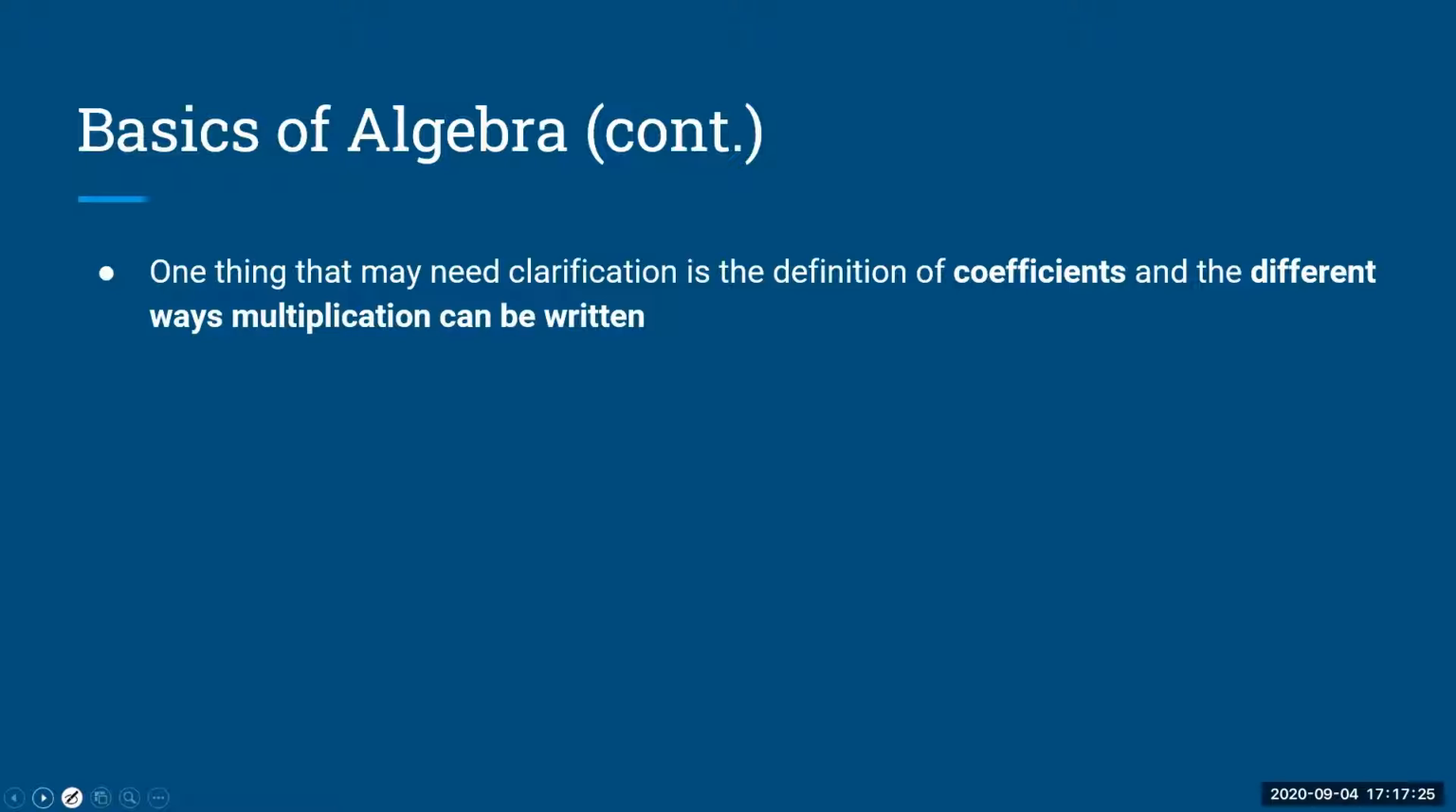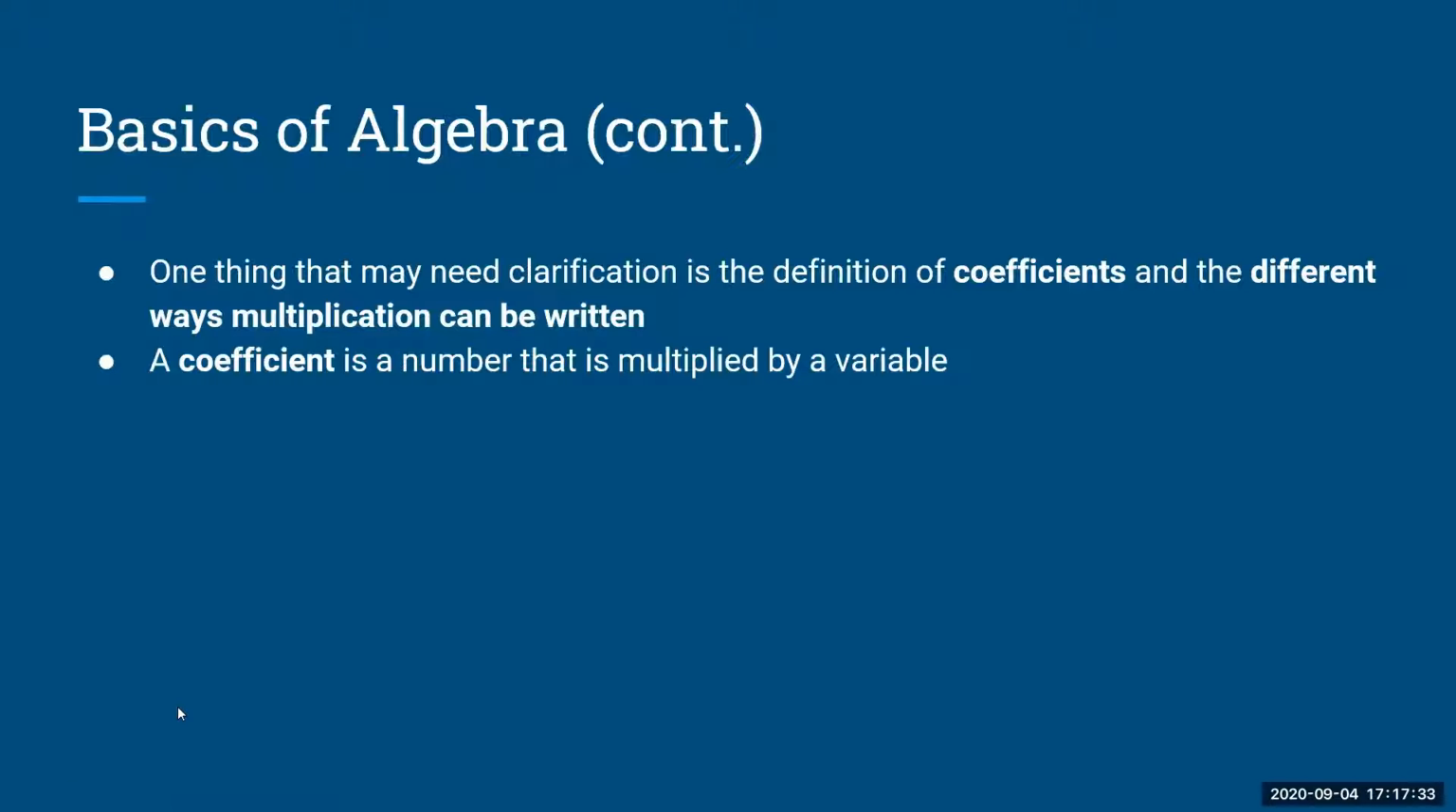So, like I said, let's clarify the definition of coefficients and the different ways multiplication can be written, because it can get confusing for some people. A coefficient is a number that is multiplied by a variable.